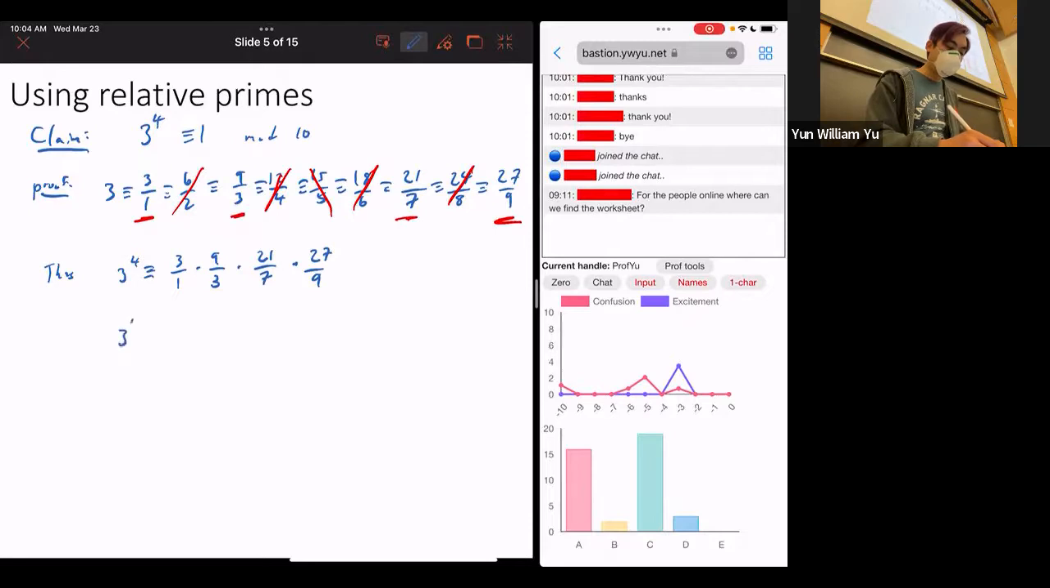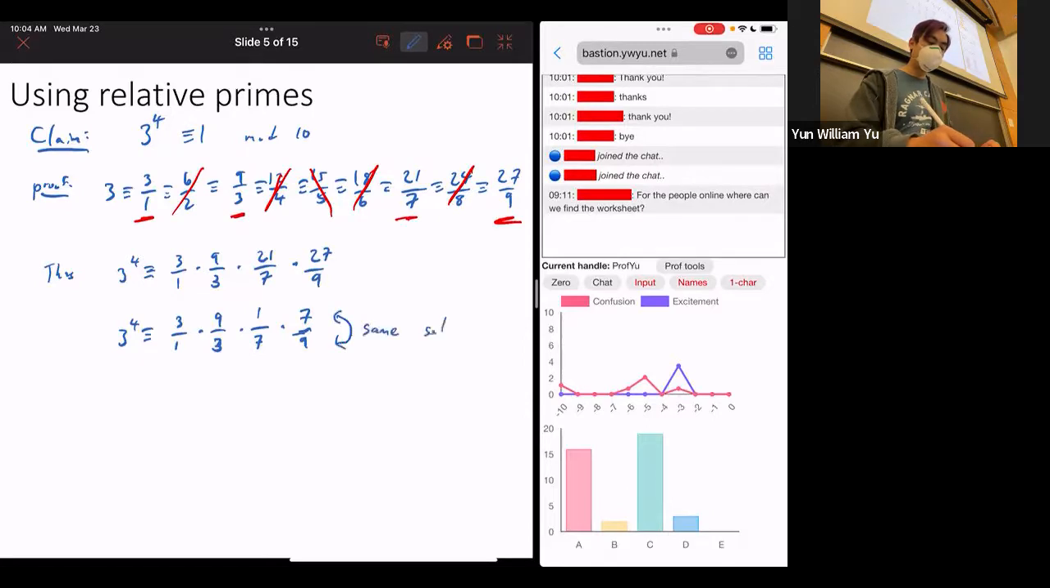And if we convert it in mod 10 arithmetic, this is 3 over 1 times 9 over 3 times 1 over 7 times 7 over 9. What do you notice about all the numbers on the top and all the numbers on the bottom? So these and these are the same sets of numbers. And so we can cancel them out. And so 3 to the 4th is congruent to 1 mod 10 by canceling terms.